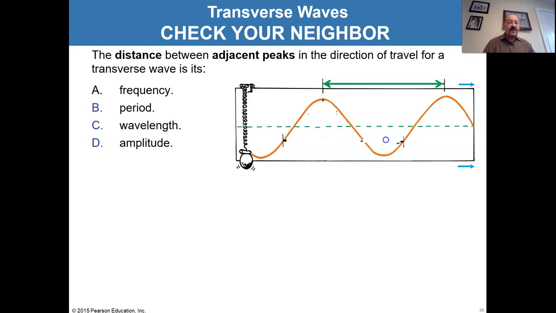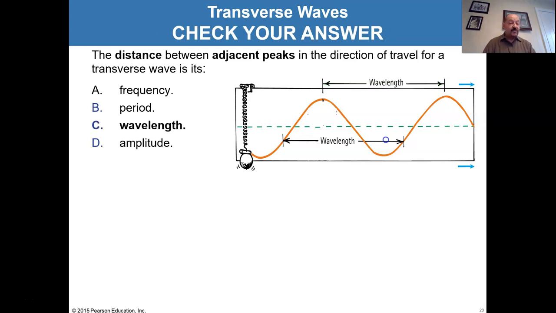All right, we're going to do a little quiz on some of the terms here. The distance between adjacent peaks, remember these are adjacent crests, that's what we call the peaks, in the direction of the travel for a transverse wave is called the frequency, period, wavelength, or amplitude. So this is a length, it's a distance, that's your clue, and it is in fact the wavelength.